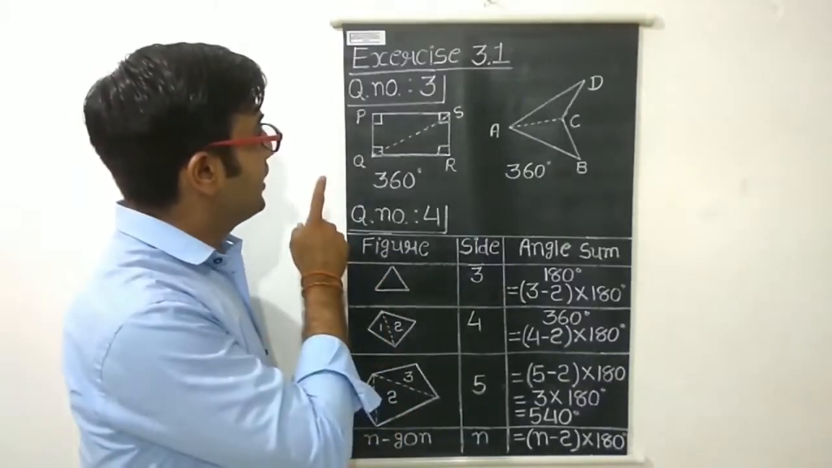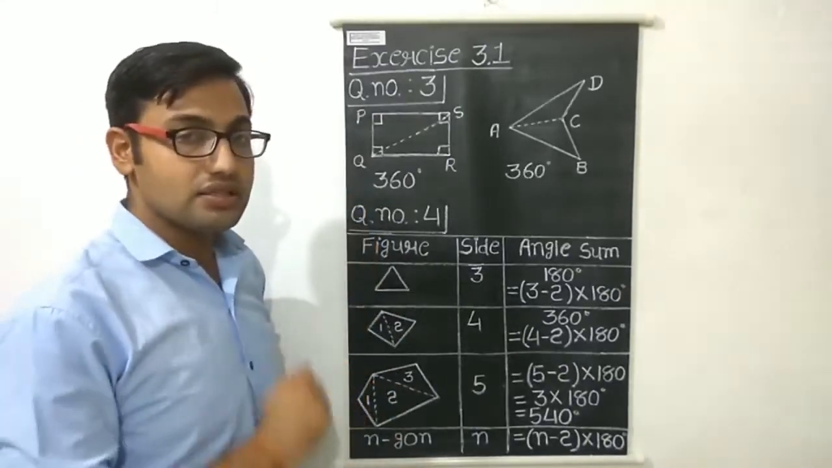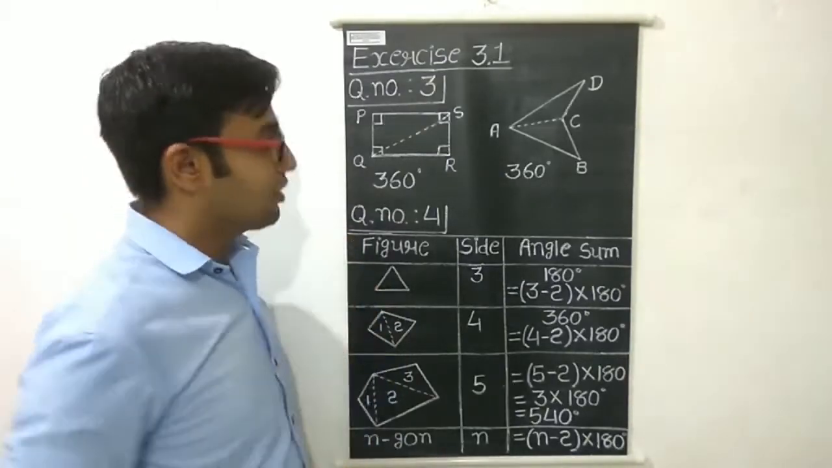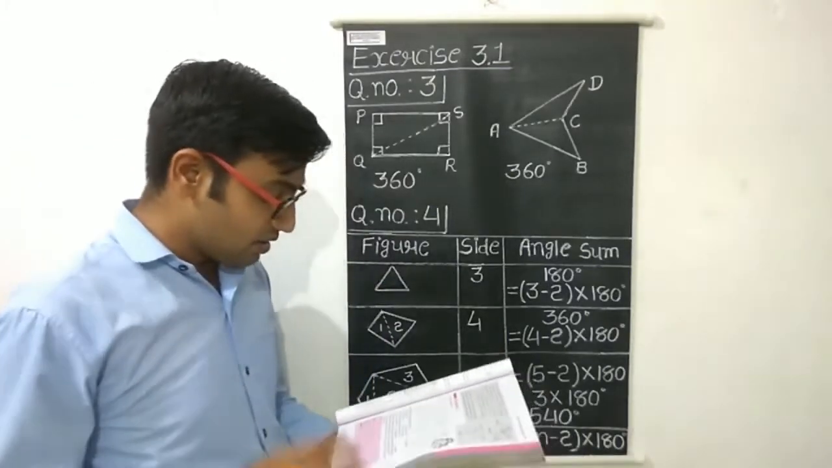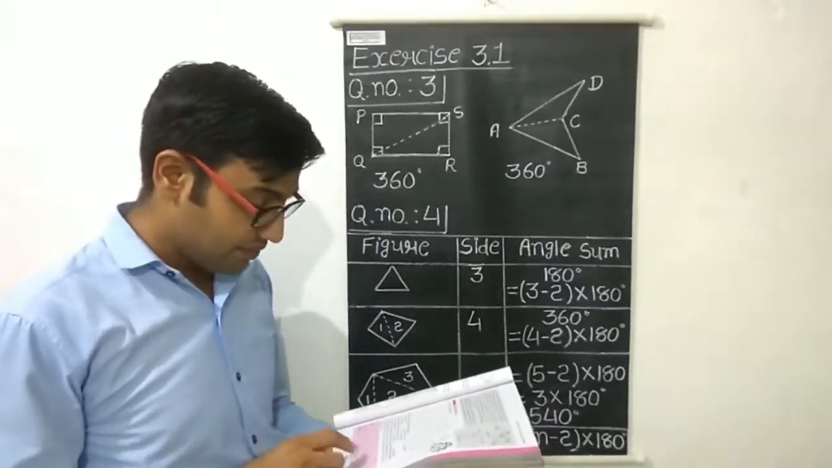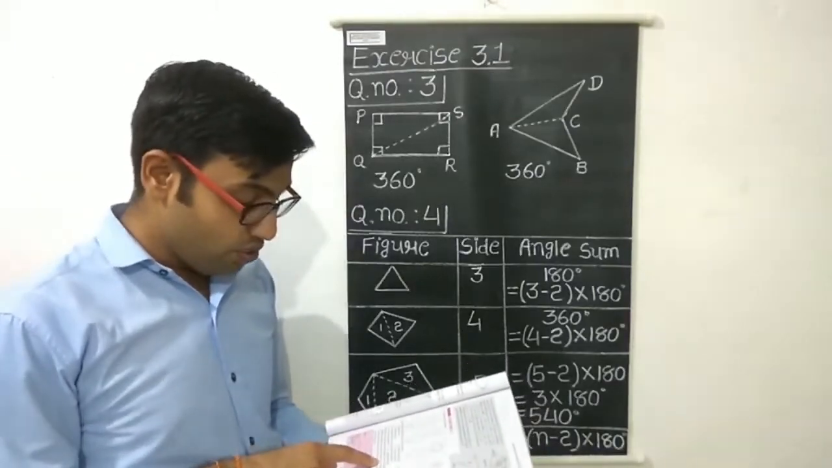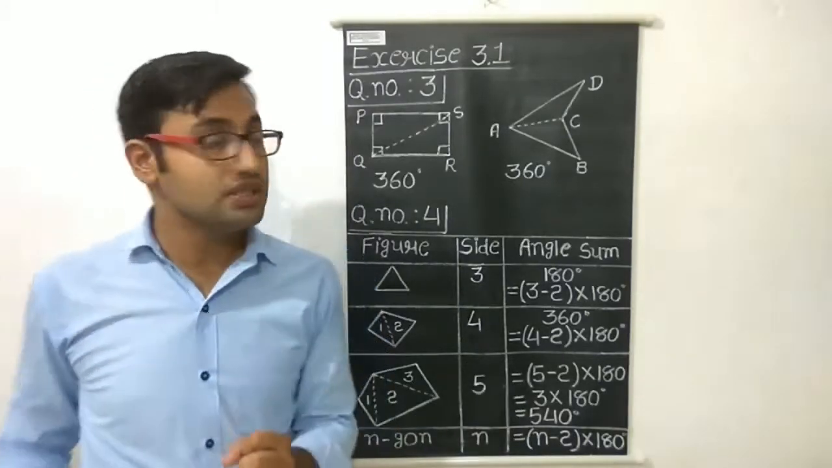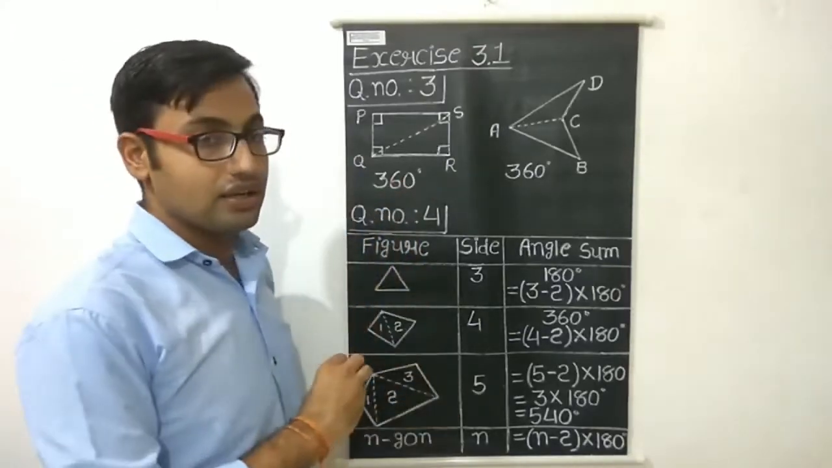Okay, so let us study exercise 3.1, question number 3, which is related to the angle sum property of any closed figure. What is the question? The question is, what is the sum of the measures of the angles of a convex quadrilateral? Will this property hold if the quadrilateral is not convex? Not convex means concave.